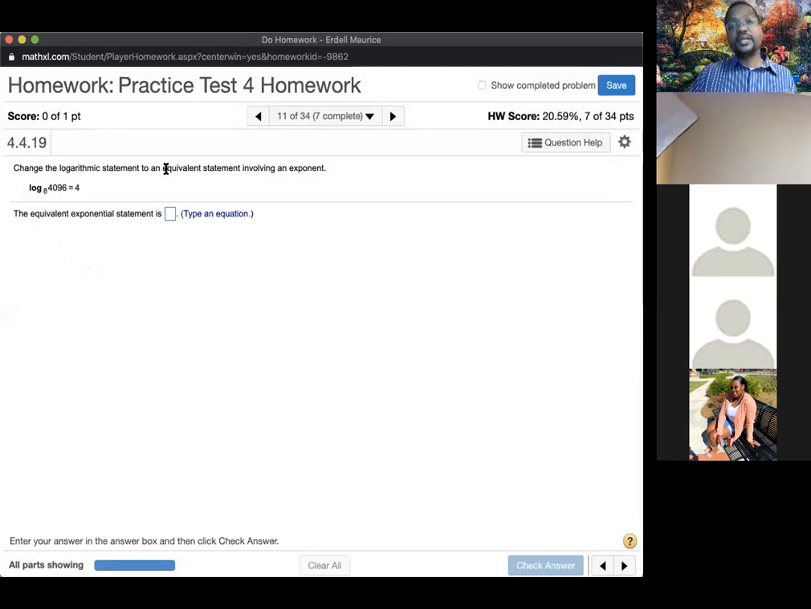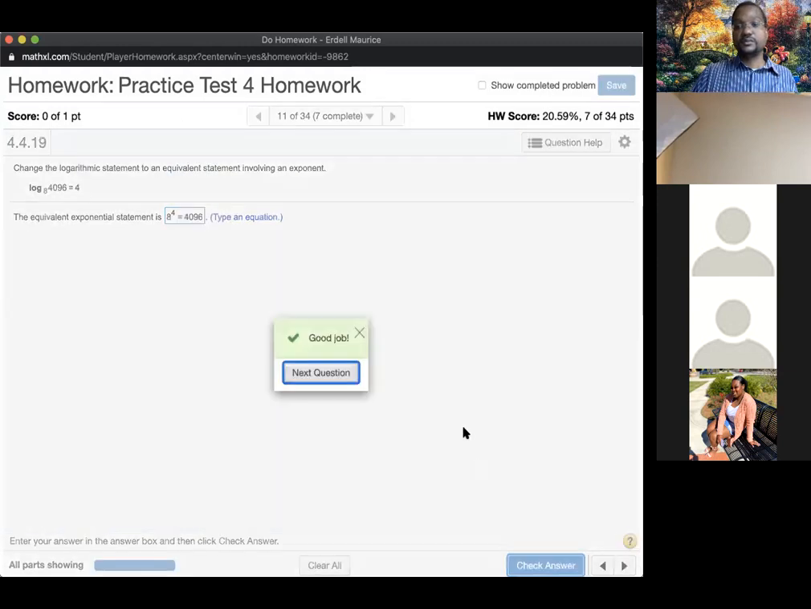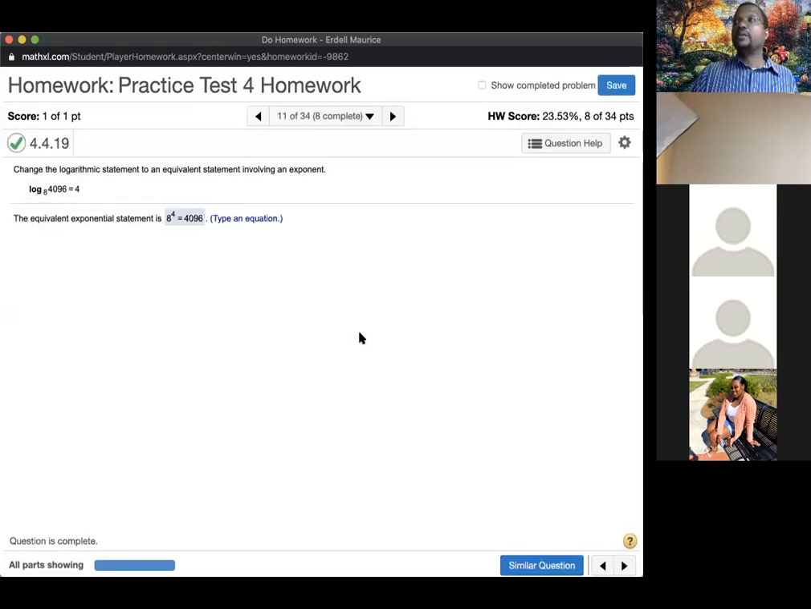Change the logarithm to an equivalent statement involving exponentials. 8 raised to the 4th power equals 49. Sheesh, that's huge. Questions there on converting to the log form? Chop the log, take the base to the other side.